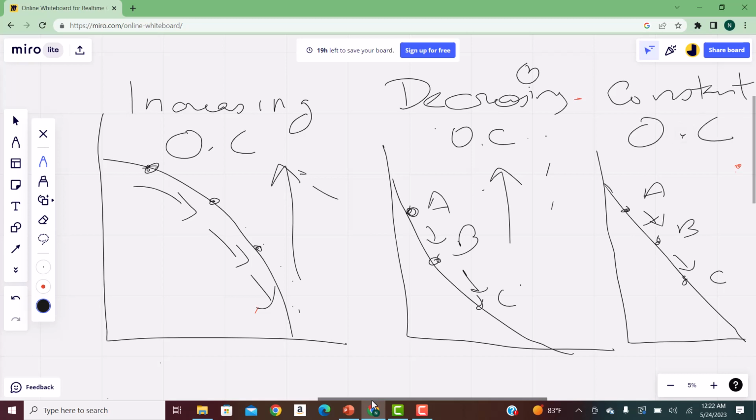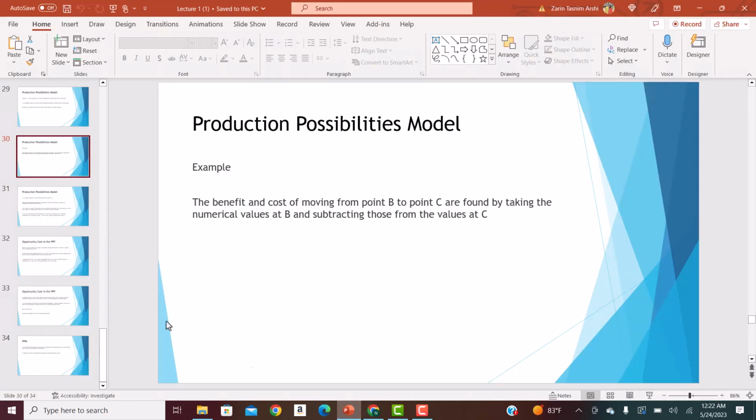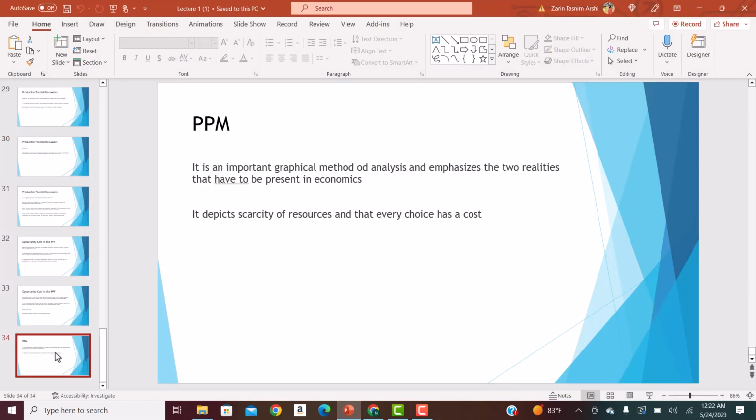Okay, so looking at the shape of the curve, you can tell whether the opportunity cost is going to be increasing when we are moving between points, or decreasing, or constant. So this is increasing, this is decreasing, this is constant. So the PPF gives us a lot of information.